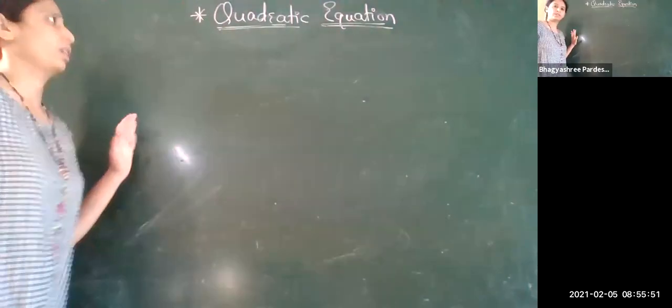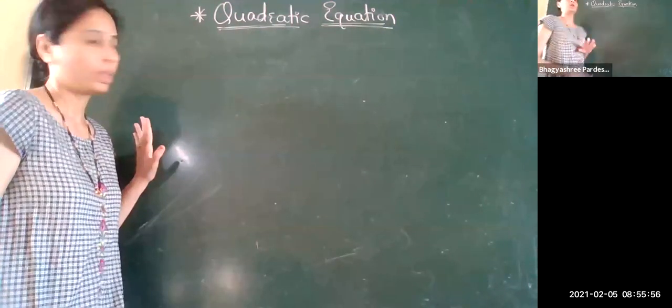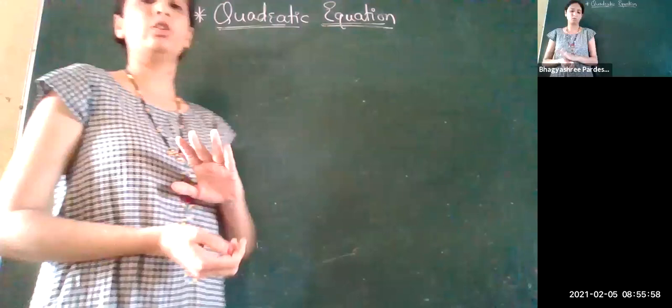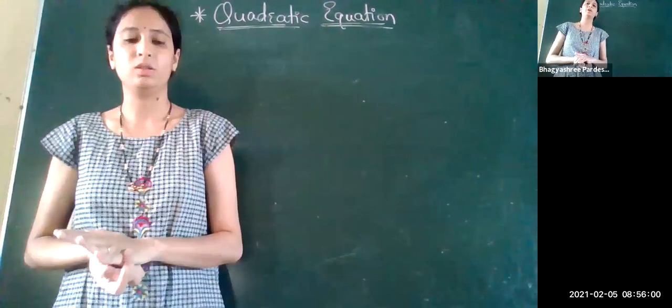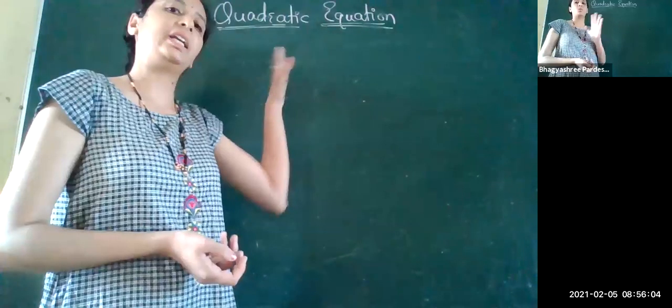Today we are going to start with all the revision parts of mathematics part 1. Firstly, we are going to start with the quadratic equation. Why are we starting with this lesson? Because this is one of the easiest lessons. So we are starting with this one.